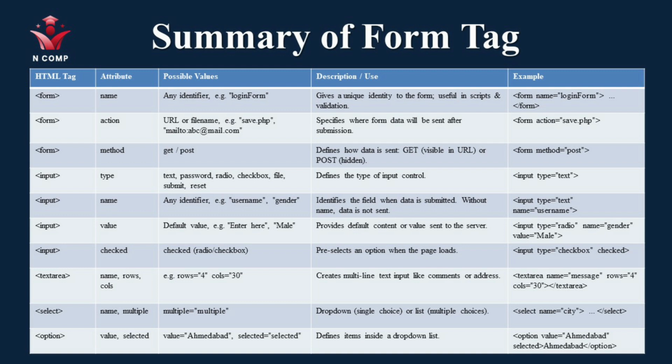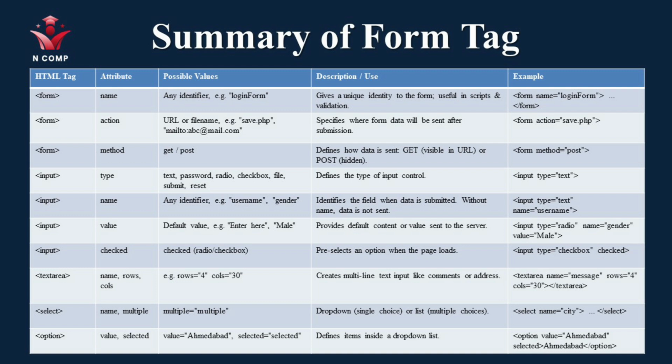Then comes text area tag. That's for multi-line input like comments or address boxes. You can set its size with rows and column attributes. After that, the select tag makes a drop-down list. You can even allow multiple selections using multiple attribute. Finally, the option tag adds items inside the drop-down. The value is what gets submitted, and selected shows the default choice like Ahmedabad or so on.